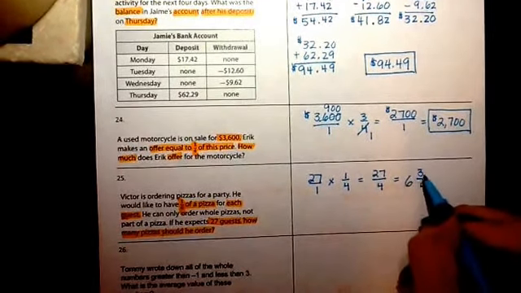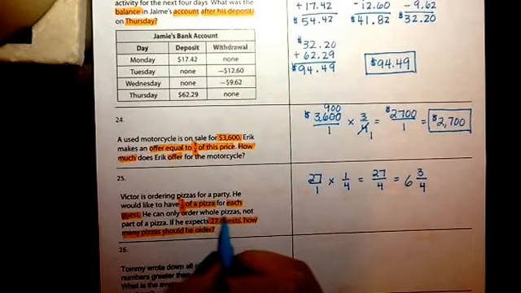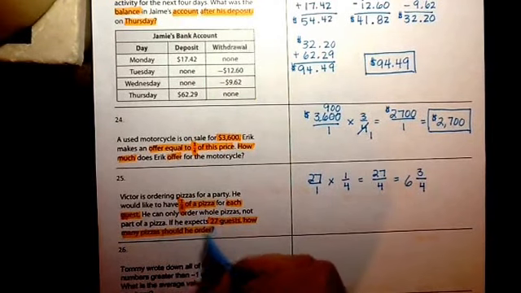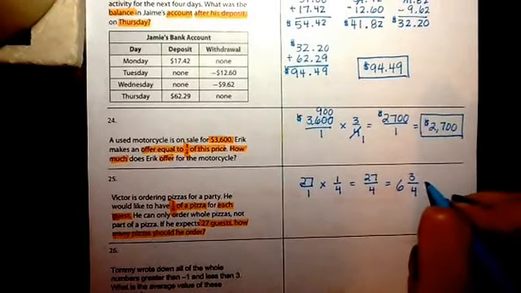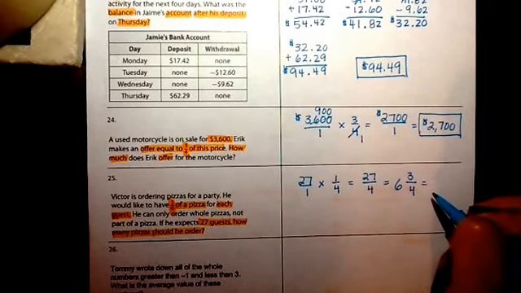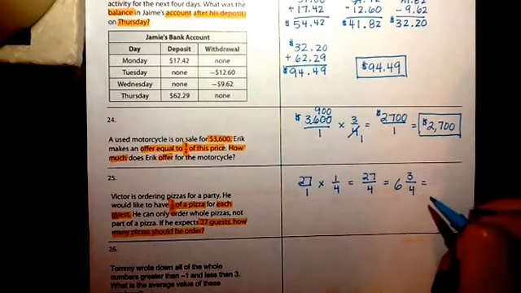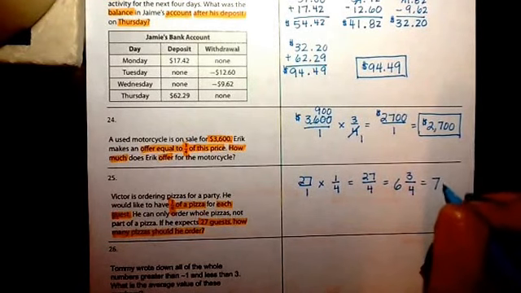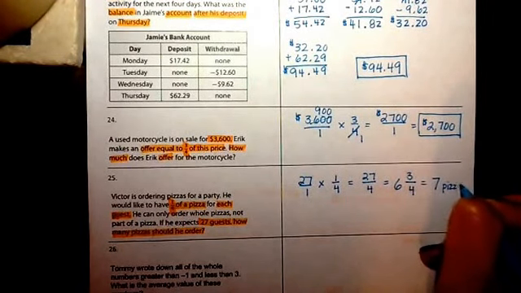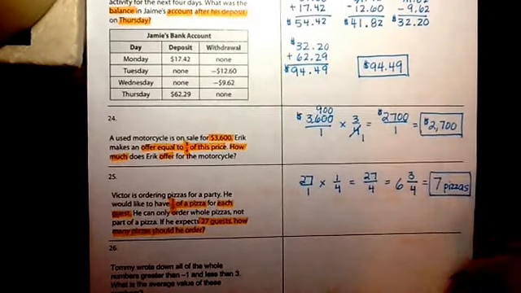So that would be 6 3/4 pizza, but remember, they went ahead and told you that you can only order whole pizzas. Sometimes they don't tell you that. Sometimes you are going to have to assume that you're going to have to round this to the next highest whole number. So instead of 6 3/4 pizzas, he's going to have to order 7 pizzas. And that would be our final answer for number 25.